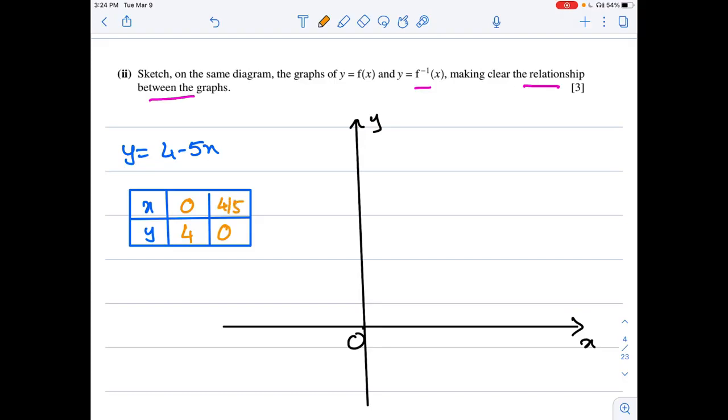So I mark those points. x is 0, y is 4, somewhere over here. And if y is 0, x is 4 upon 5, which is 0.8, maybe somewhere over here. So I draw a straight line passing those 2 points. This is f of x. I take this one as f of x. So I have to erase this point. So approximately I'm drawing this straight line passing through those 2 points.